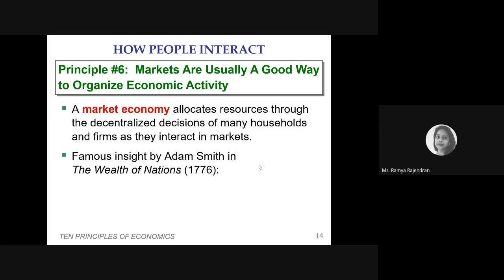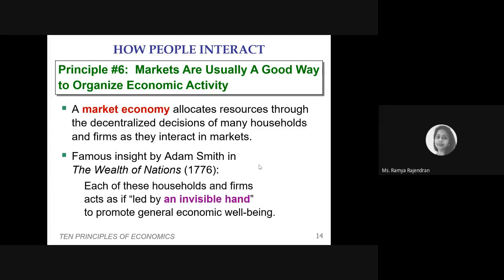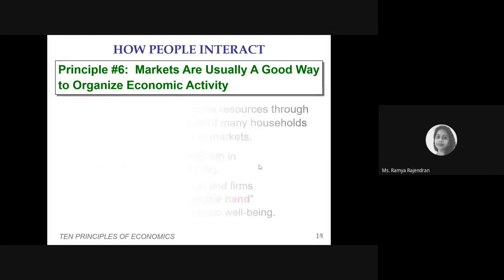Okay. So this principle is quoted by Adam Smith in his book Wealth of Nations. It says each of the households and firms act as if led by an invisible hand to promote the general economic well-being. These firms, as well as the households, together contribute to the economic well-being.